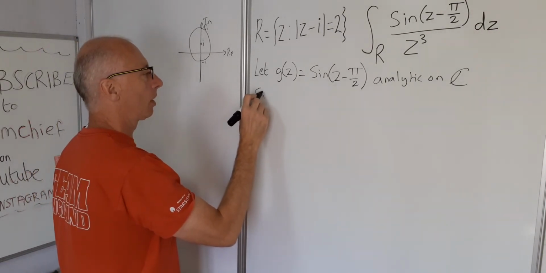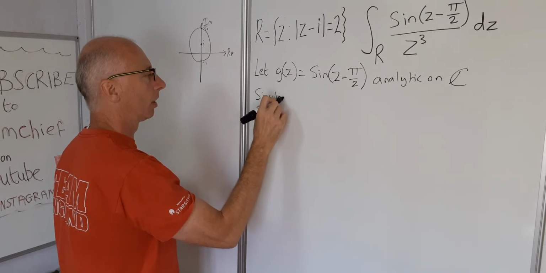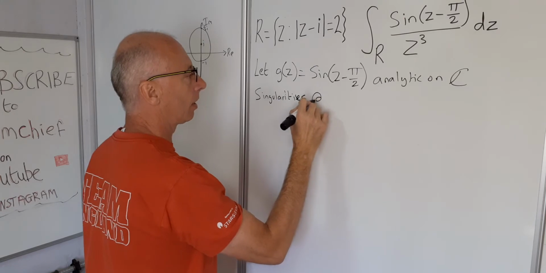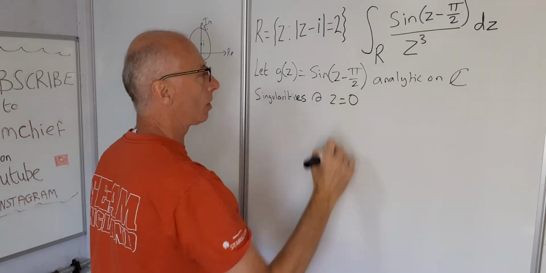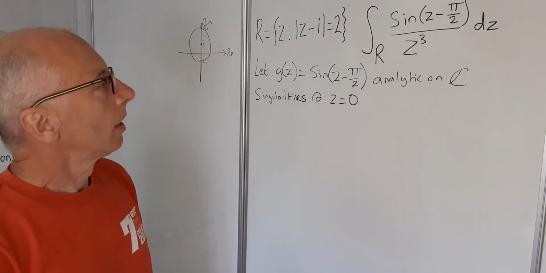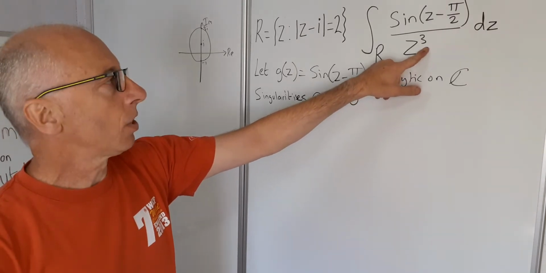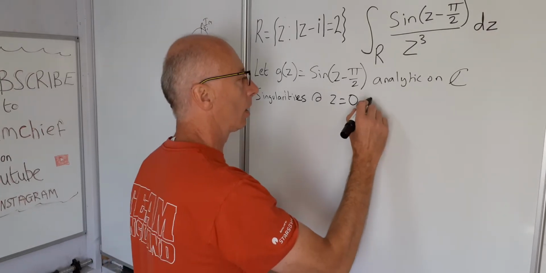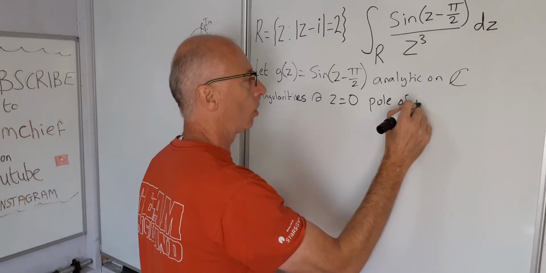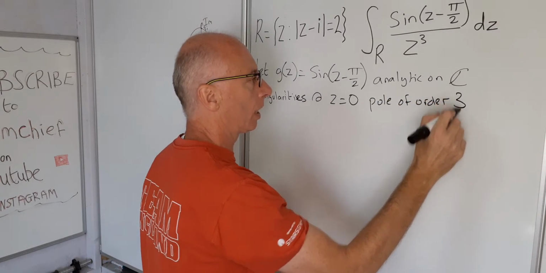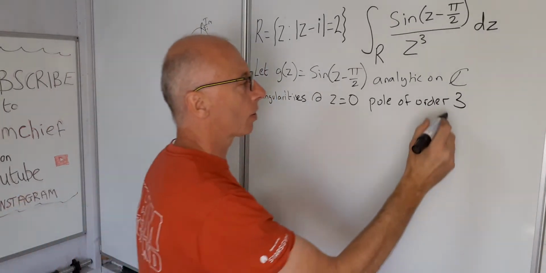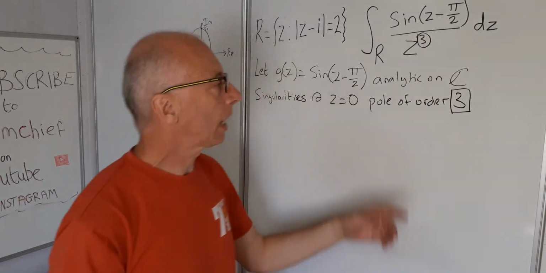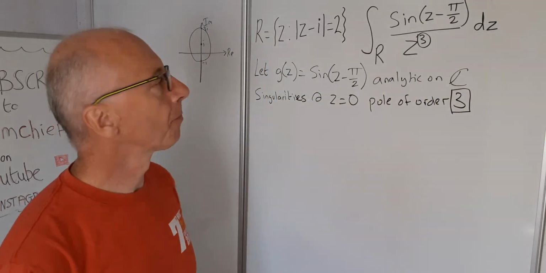So singularities at z equals 0. Now this one here, because it's cubed, that's going to be a pole of order 3. So pole of order 3. Now that's important, because this 3 here will tell us how we're going to use the derivative formula.